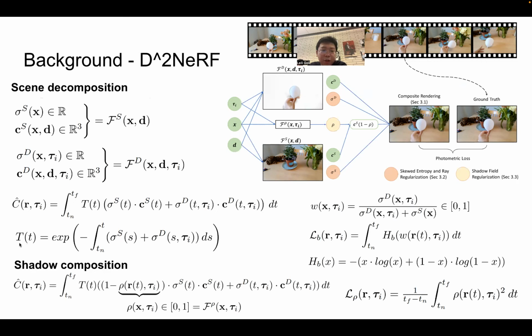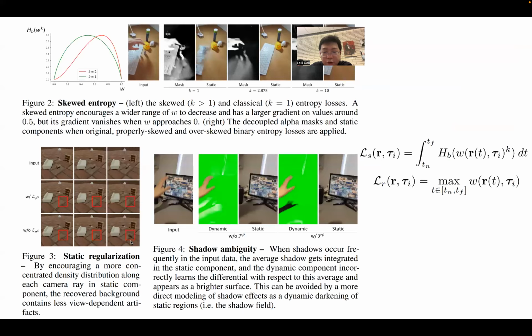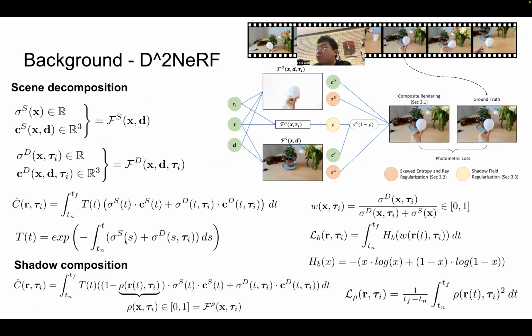And similarly, you can get the accumulated transmittance. For each point you have two densities, and you sum these two densities to get the final density.